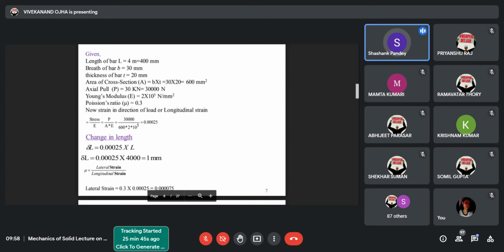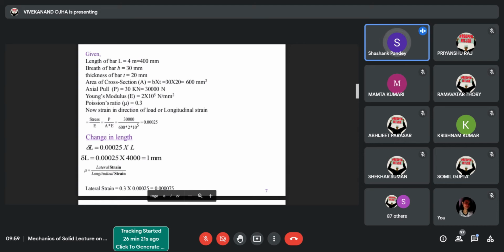Load applied is given to us as 30,000 Newton, Young's modulus is 2 into 10 raised to power 5 Newton per mm square, and Poisson's ratio is 0.3. Now the strain in direction of load, or longitudinal strain, we can calculate as P by AE, which comes out to be 0.0025. Once you have the strain, we know the length, so we can calculate the change in length, which comes out to be 1 mm.